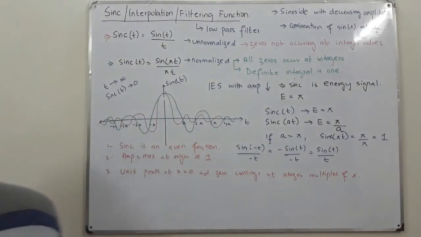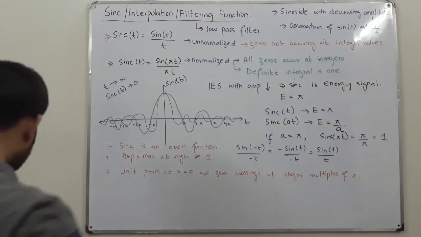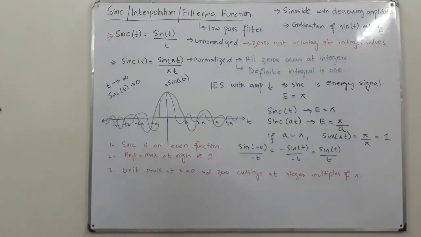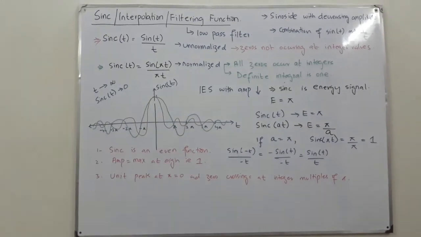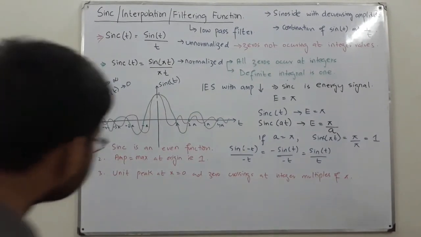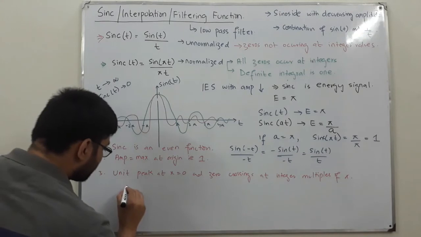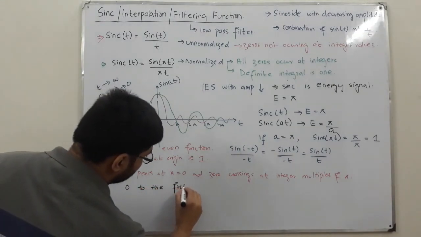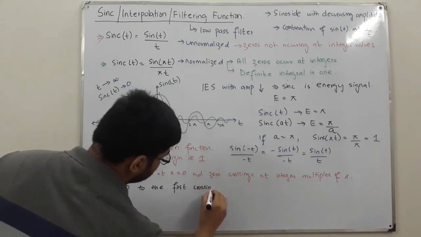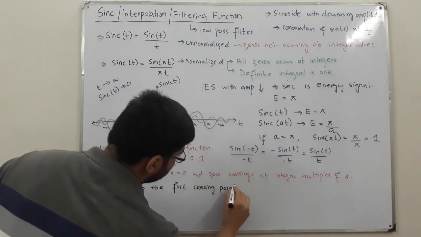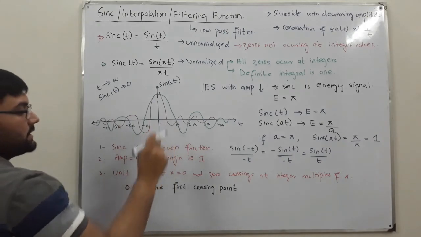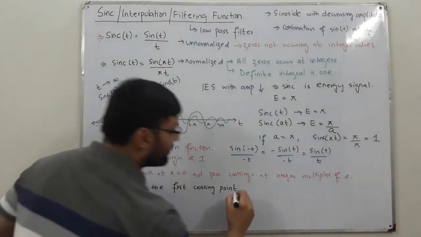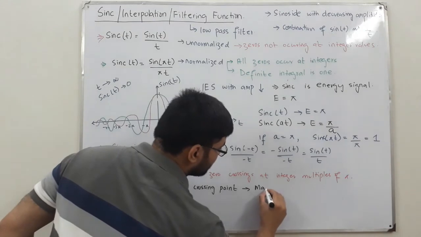And one other point that I left. From 0 to the first crossing point, which means the first zero of the function, where the function is zero, this is called the main lobe.